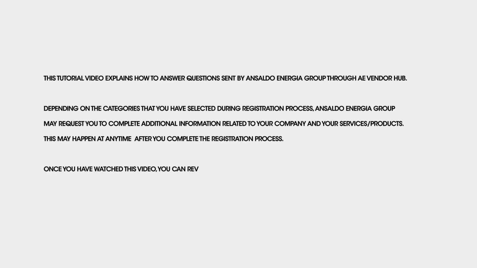Once you have watched this video, you can review all details in the vendor guide document that you can download from the homepage. When ANSALDO Energia Group sends questions to your company related to qualification processes, you will receive an email from AE Vendor Hub containing a direct link to access the editable forms. You can access the forms in two ways, as described below.